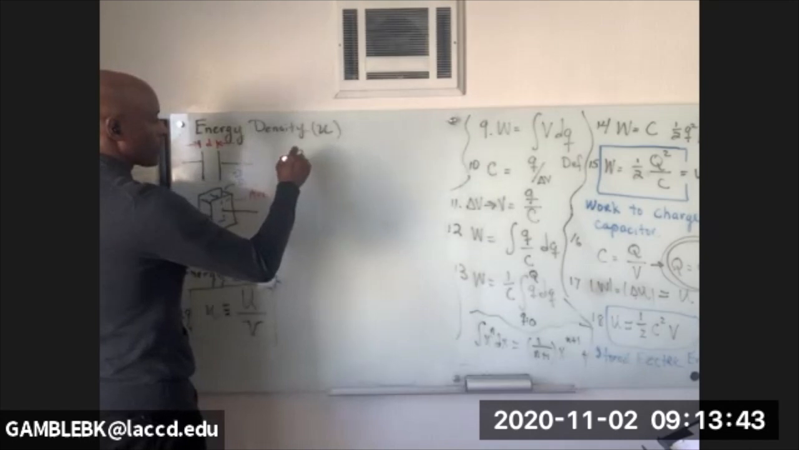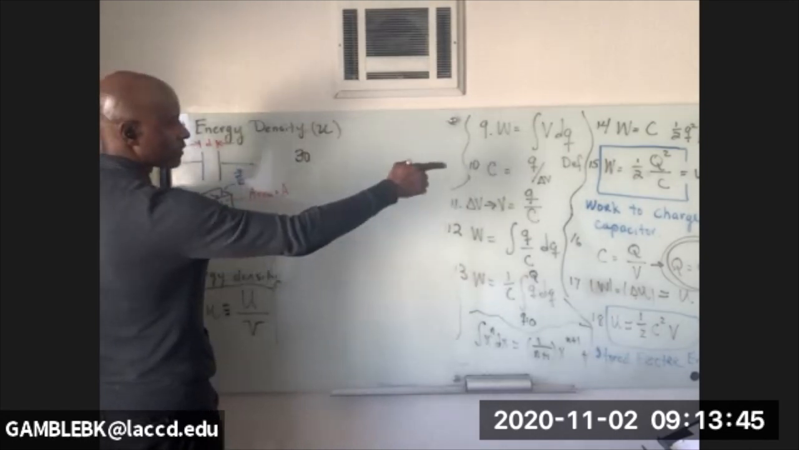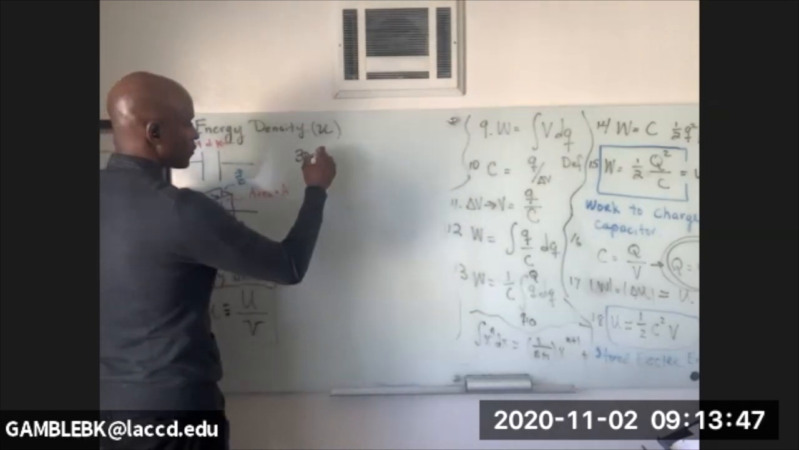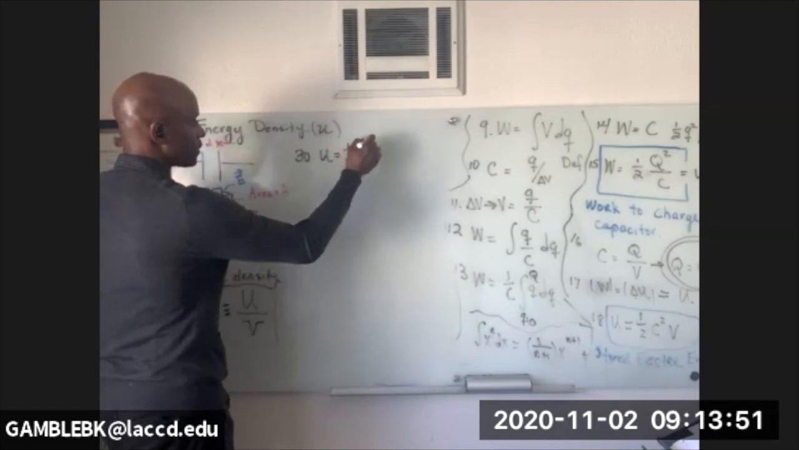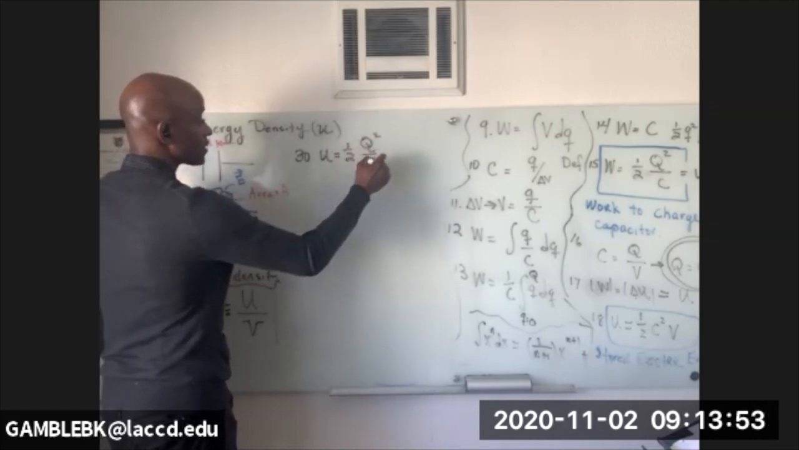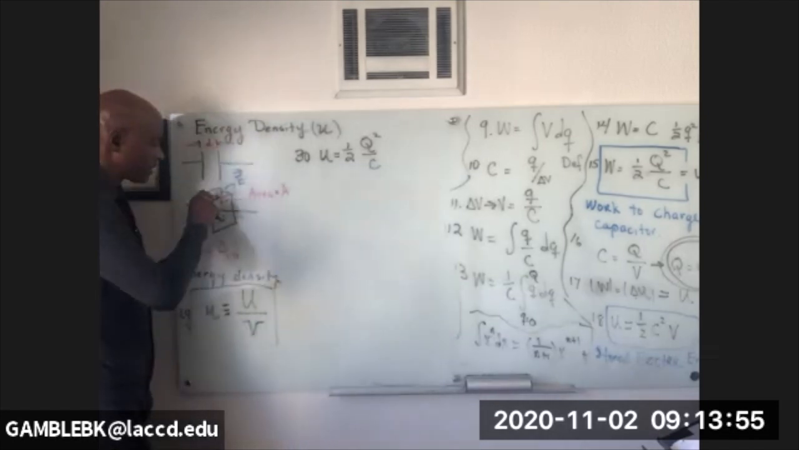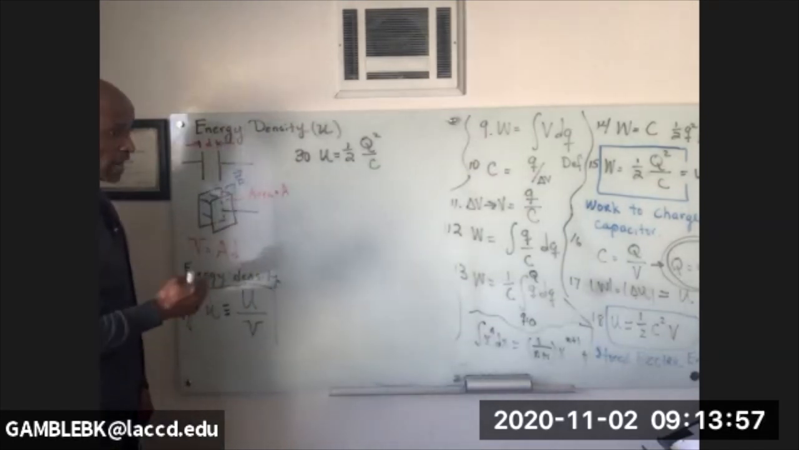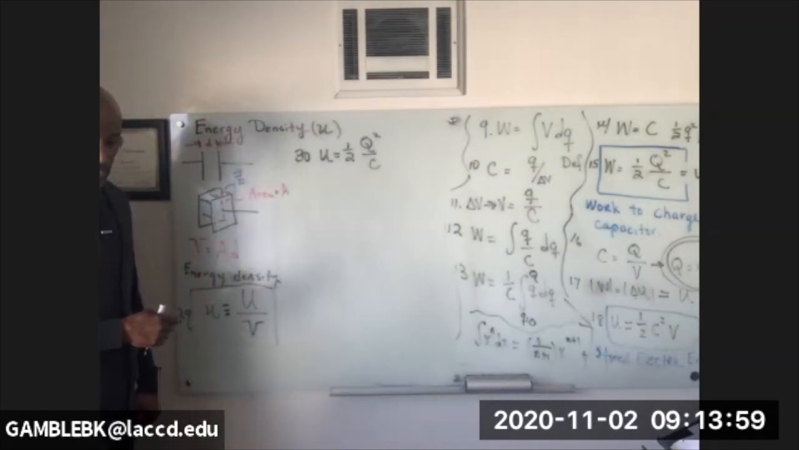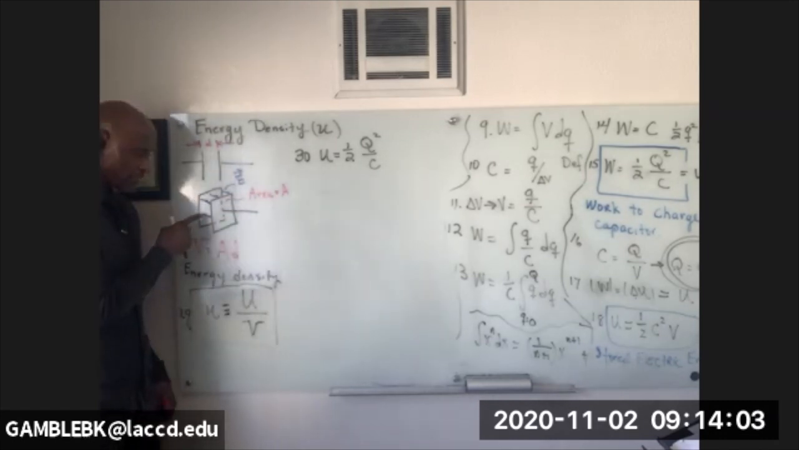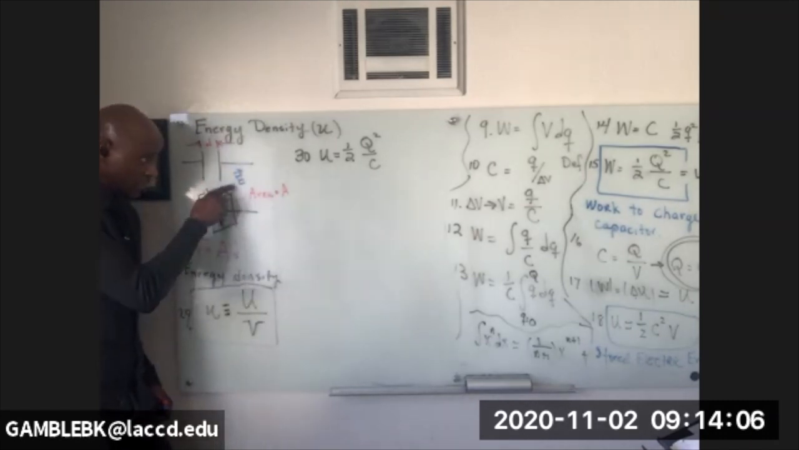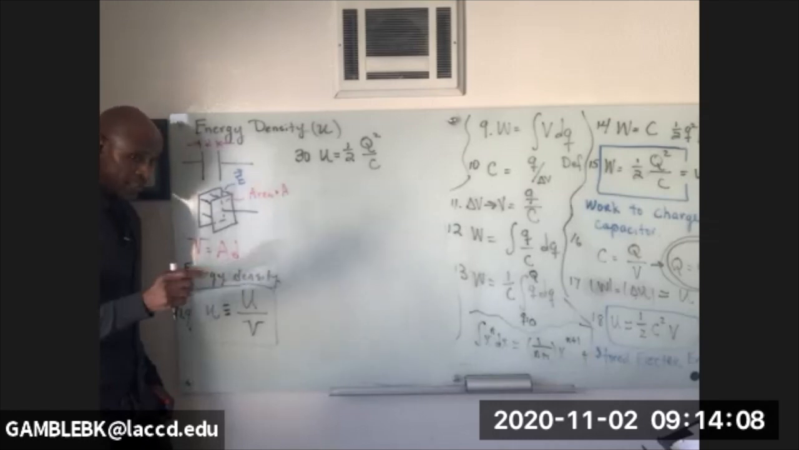So rewriting 15, but strictly in terms of energy. Energy is equal to 1/2 Q squared over C. So that's the maximum potential energy in space. But I can write that in terms of field. And how do I get to that? Well, we used Gauss's law at the beginning of this chapter to figure out what the electric field, E, is in between the plates.